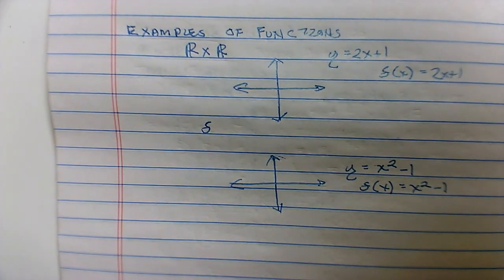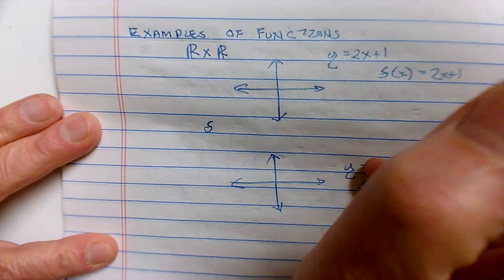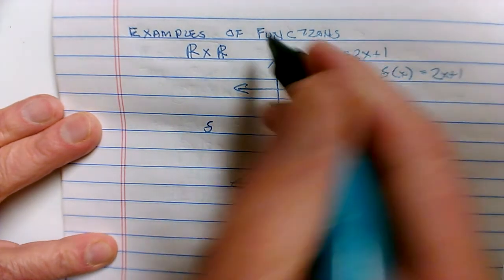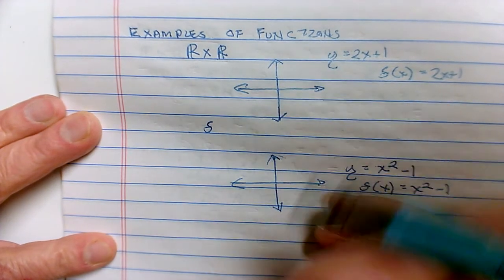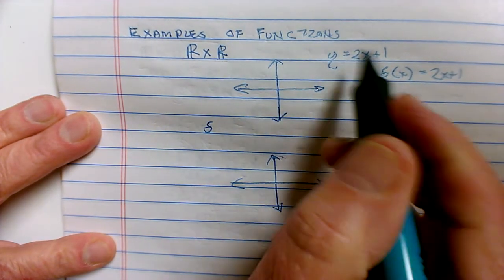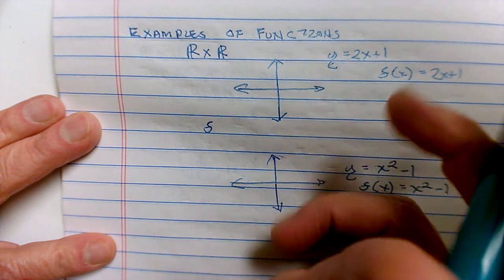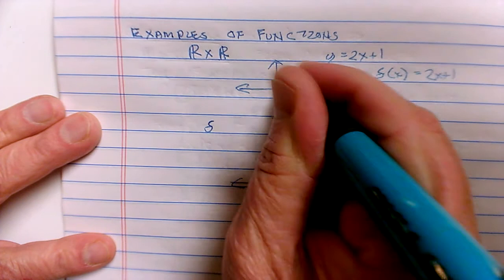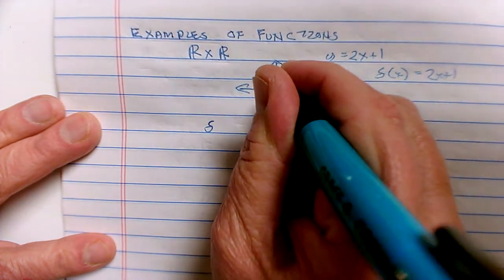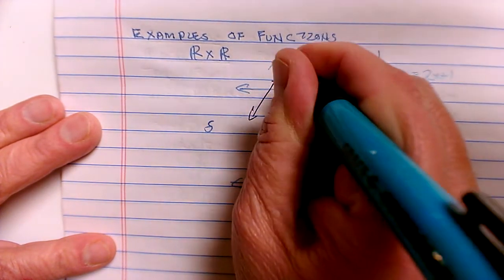Let's talk about some examples of functions. In lots of your other classes, you've looked at R cross R, the real numbers cross the real numbers, and you've gotten a Cartesian coordinate system. And you were able to graph things like y is equal to 2x plus 1, which is a linear relation. This is something that's going to cross the y-axis at 1 and have a slope of 2, so it's going to be a line that looks like this.